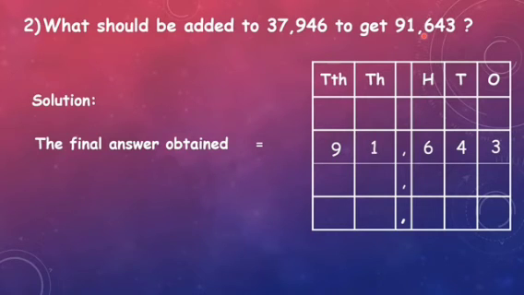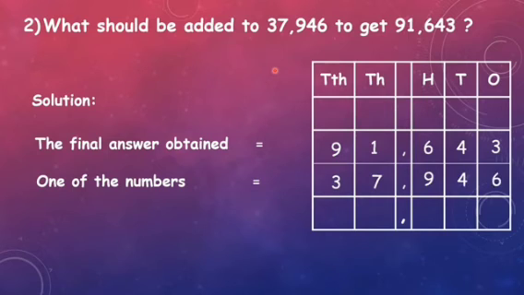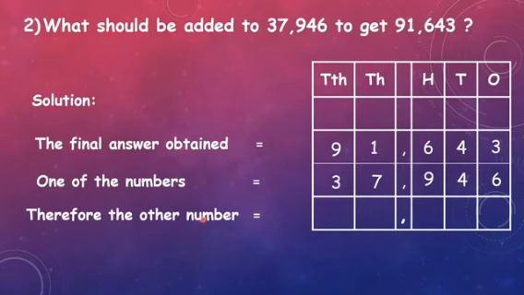91,643. Now we know one of the numbers, correct? So one of the numbers is 37,946. Okay, we have placed all the digits in their place values. Now we have to find the other number. Therefore, the other number is equal to, we'll start subtracting.